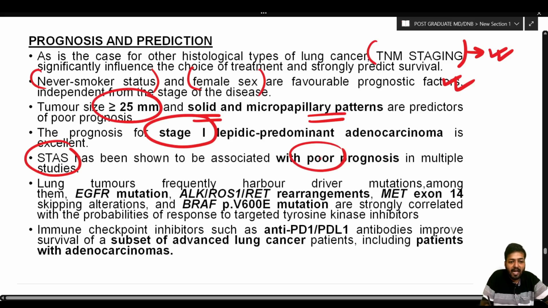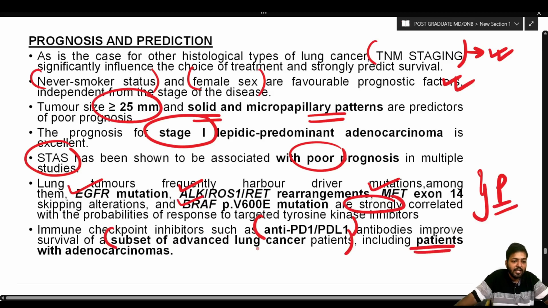Lung tumors frequently have a driver mutation, among them EGFR, ALK, ROS1, RET rearrangements, MET exon 14 alterations, and BRAF V600E mutation. They are strongly correlated with probabilities of response to therapy. Therefore, prognostically, they become very important. Immune checkpoint inhibitors such as anti-PD1 or PD-L1 antibodies improve survival of a subset of advanced lung cancer patients, including patients with adenocarcinomas.